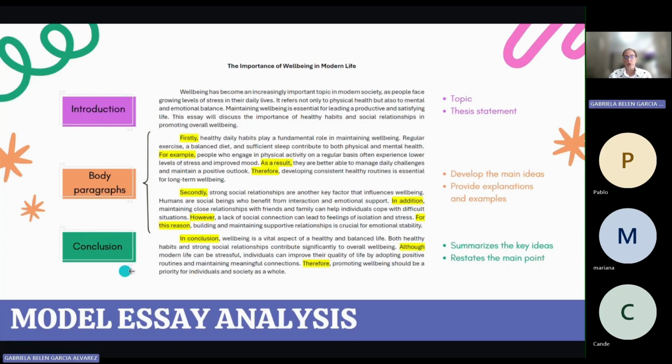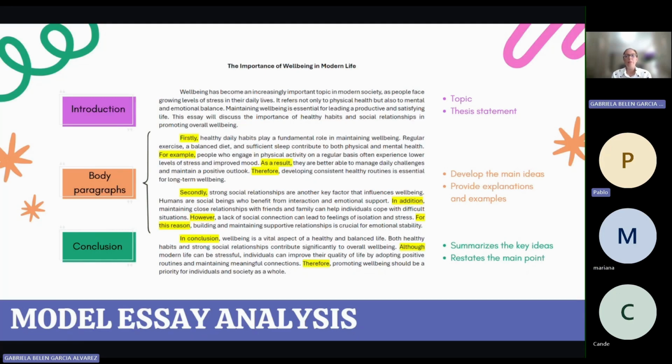And in your conclusion, you are going to summarize the key ideas and you usually restate the main point. For example, in this conclusion, this last sentence, "Therefore, promoting well-being should be a priority for individuals and society as a whole," shows you that they are closing the idea stated in the introduction. What do you think the words in yellow are? Connectors. Oh, today we are going to focus only on the introduction, right?